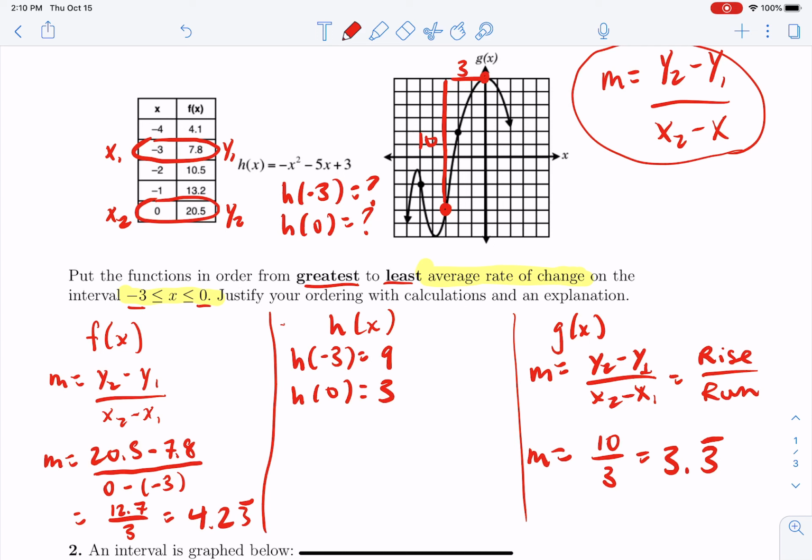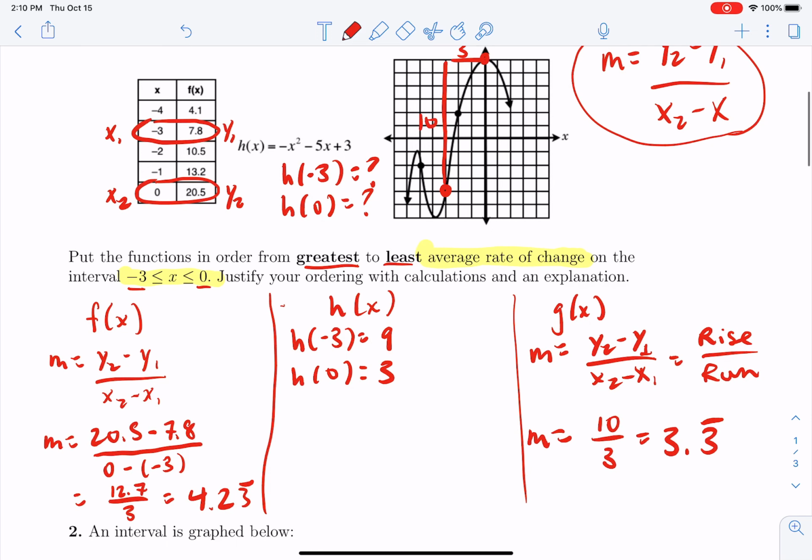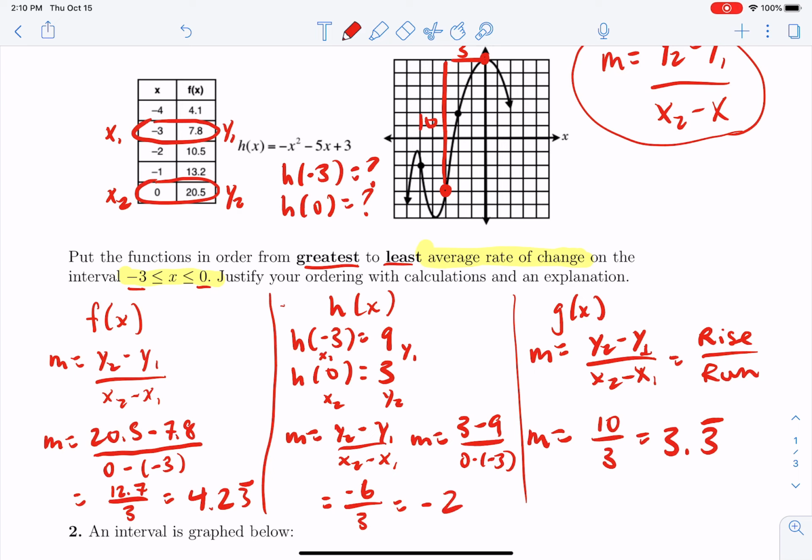That was 9. Okay, so now let's plug in the values into our equation. So I've got, this is my x1, y1, x2, y2. Okay, average rate of change. So it's y2 minus y1 over x2 minus x1. So for this particular example, we would have 3 minus 9 over 0 minus negative 3. So that means that my average rate of change is negative 6 over 3, or negative 2.